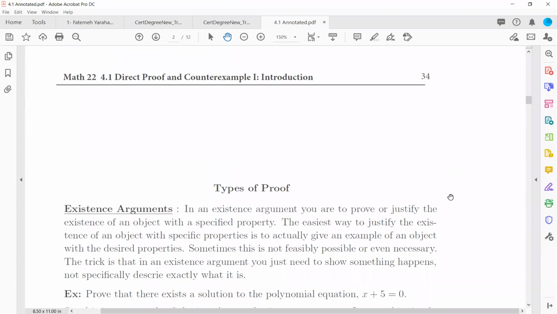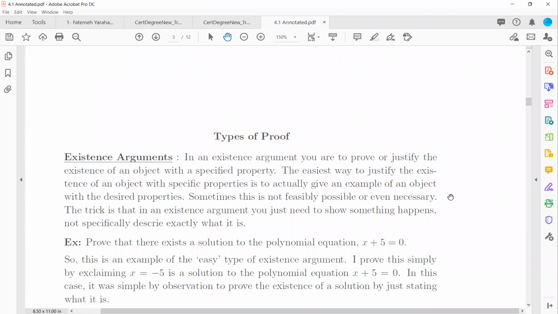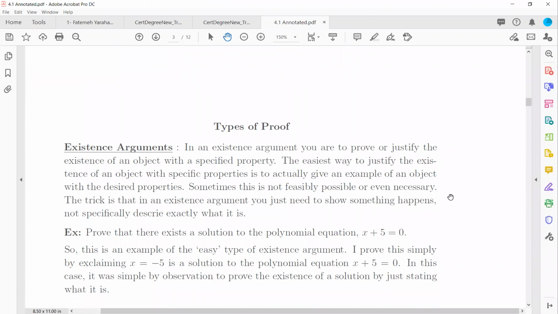Next, types of proofs. The first type of proof is not that hard. Existence argument. In this type of proof, your goal is to show that there is at least one element that satisfies the condition. So you have a property and you're looking for one value that satisfies that property.